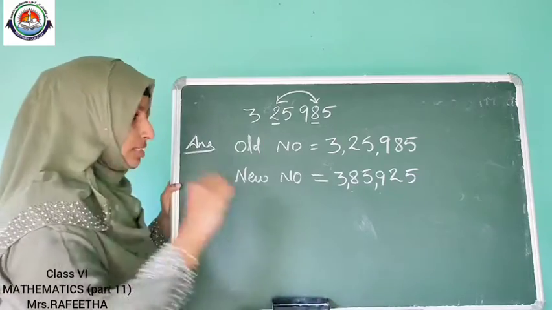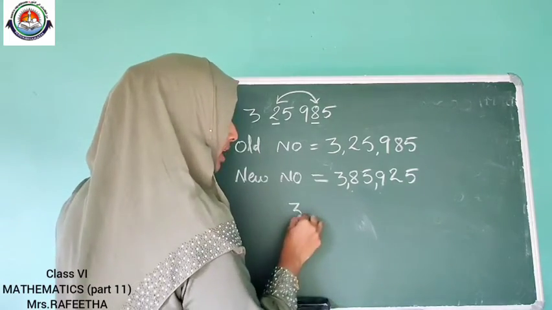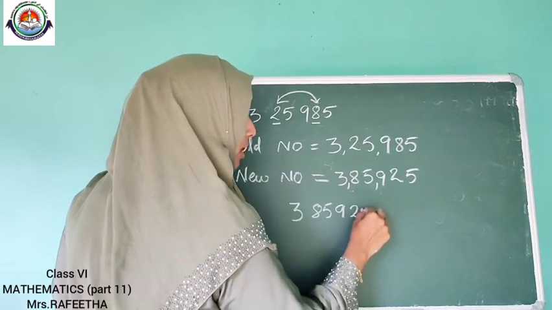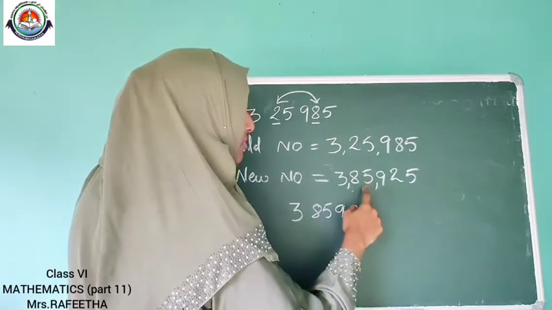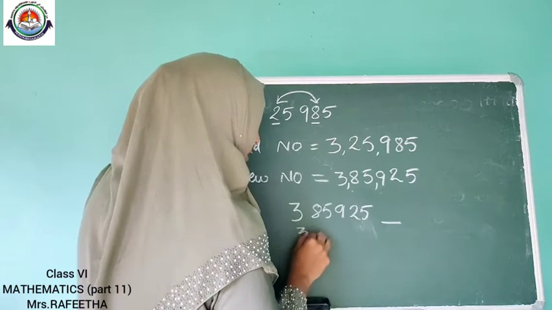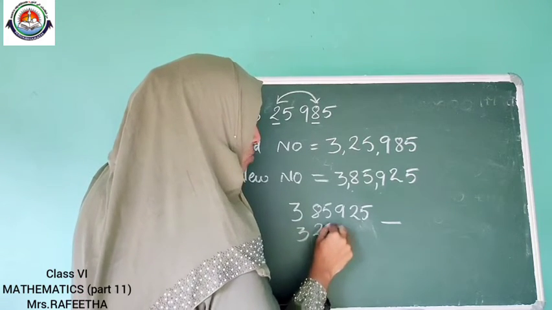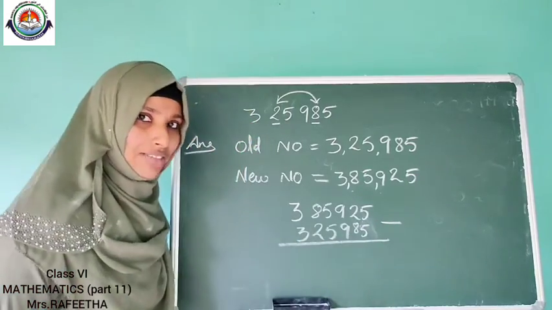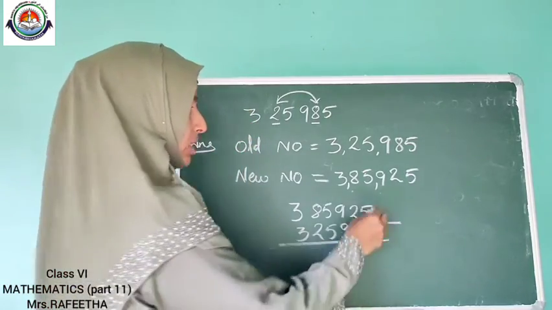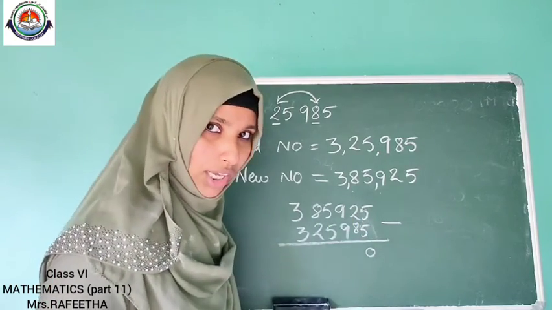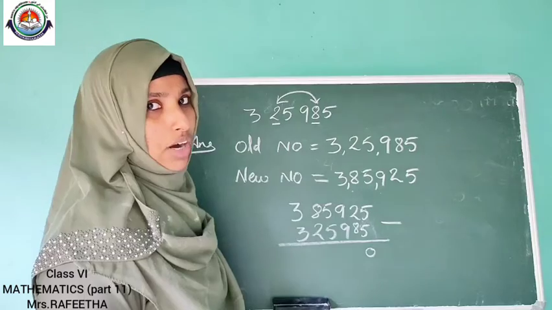Okay, so we can start with subtraction. 3,85,925, we want to subtract 3,25,985. Okay, shall we subtract then? Yeah, 5 minus 5 is 0. Then here 2 minus 8. Can we? No. So what do we want to do?